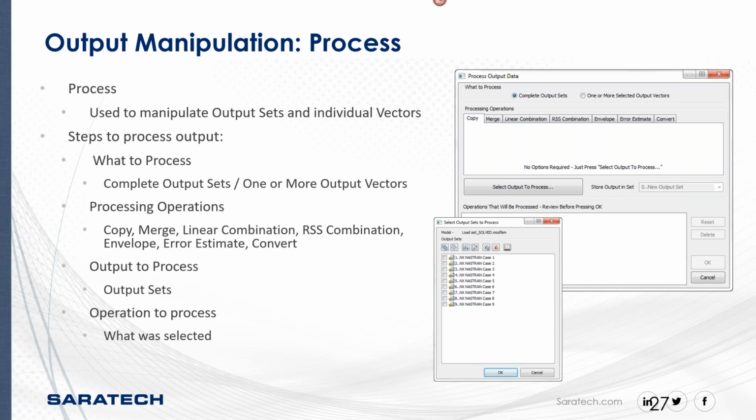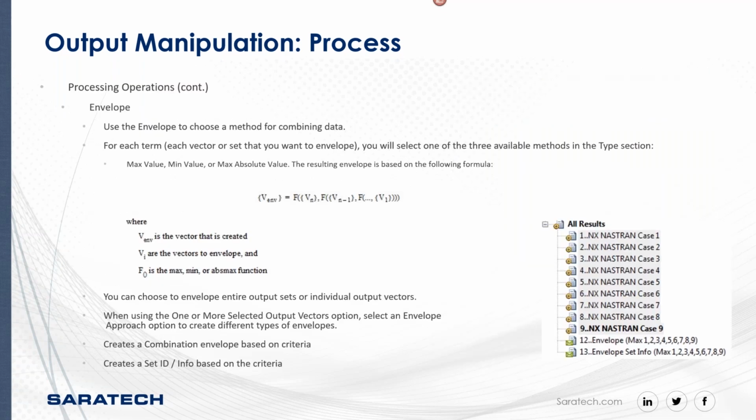And this is easier when I'm showing it as well. So a very common one is an enveloping of output. In this case, you had 9 cases. It's going to envelope. It's going to tell you either the max value, the minimum value, or the max absolute value, whichever one you specified. And it's going to tell you what set that came from. So this is useful to figure out which set was the worst for a certain area. You'll be able to see that as envelope output set information.